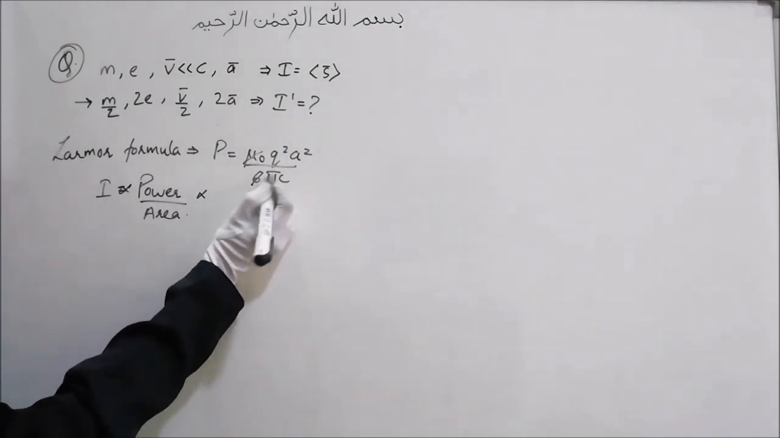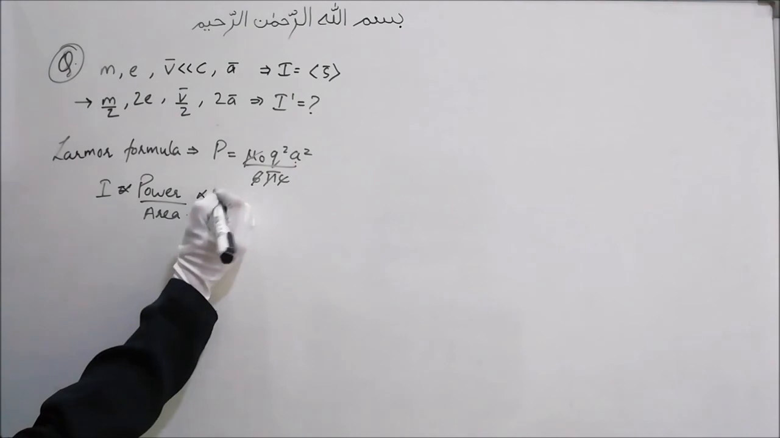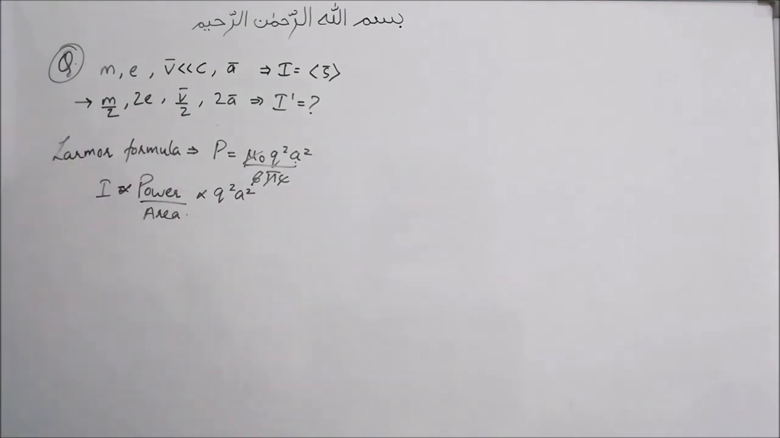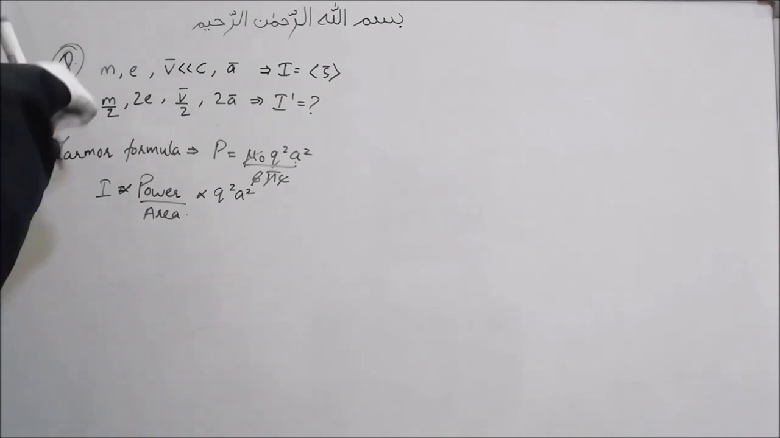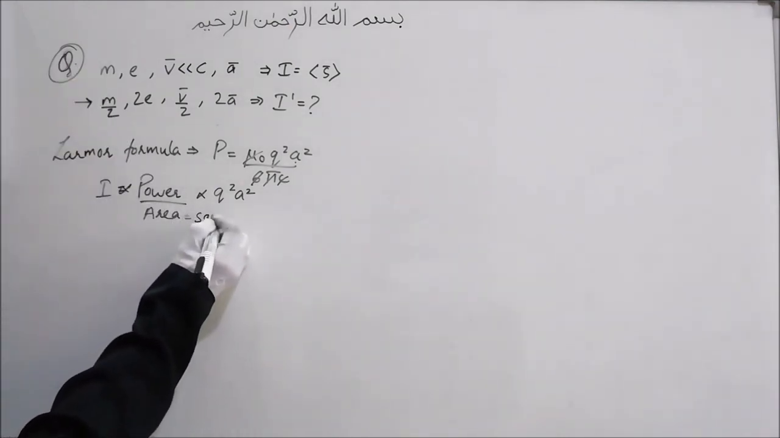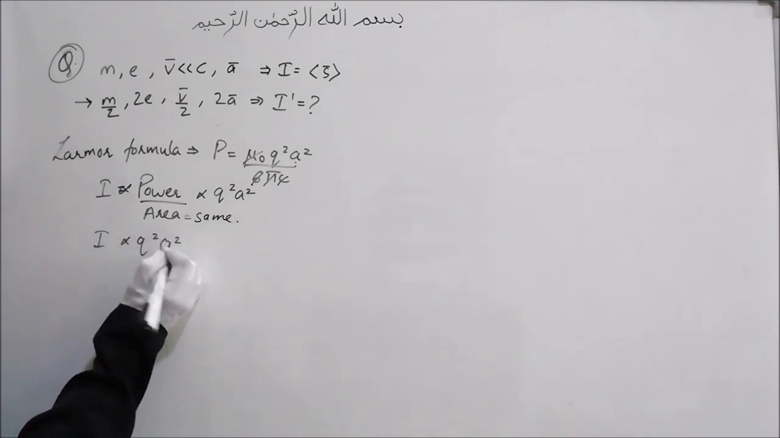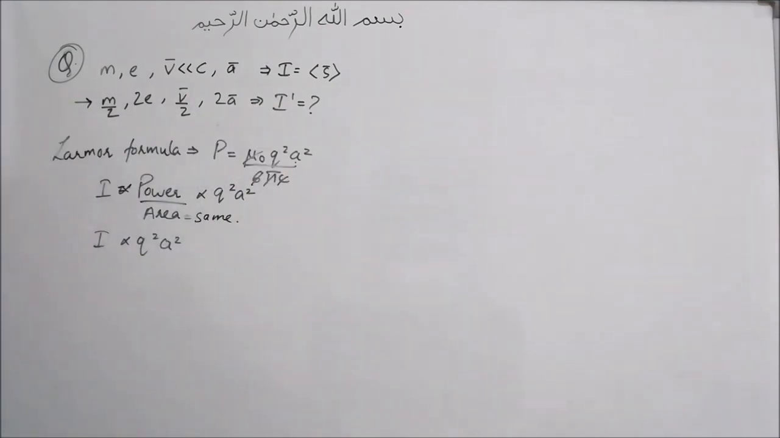And power is dependent on what? Mu naught is a constant, 6 pi c is constant, while q and a are changing. It is dependent on the square of the charge and the square of the acceleration. And in both the cases the area is going to be the same. So we can say that intensity here is directly proportional to q squared a squared. You can also find this from the Poynting vector.